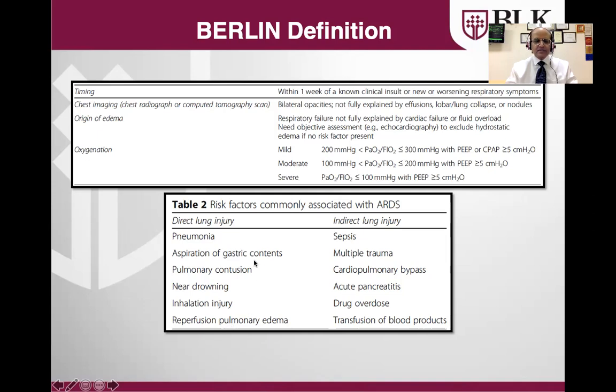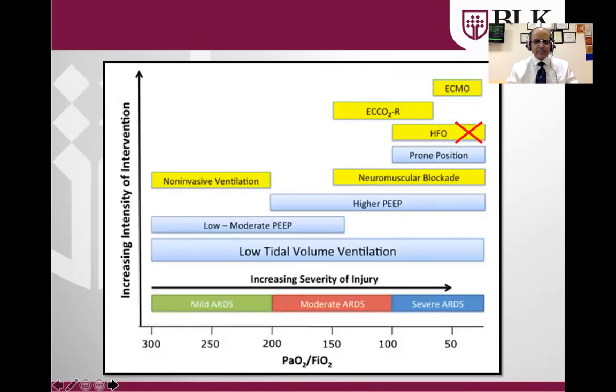So direct lung injury, the most common causes which various studies have revealed: pneumonia, aspiration, pulmonary contusion, near drowning, etc. And indirect, the major causes include sepsis, multiple trauma, acute pancreatitis, transfusion related, etc. So when we look at the therapeutic options, now this is mild, moderate, severe ARDS. This is the PF ratio.